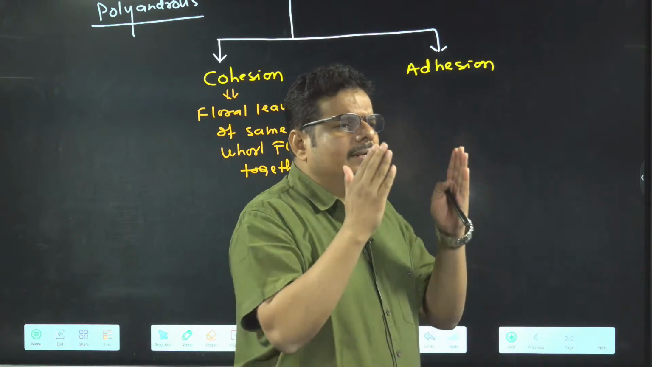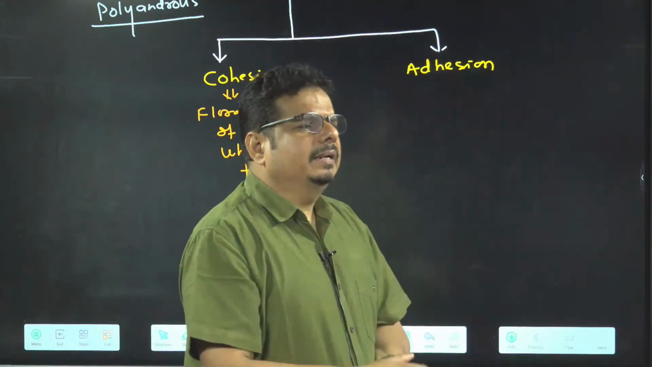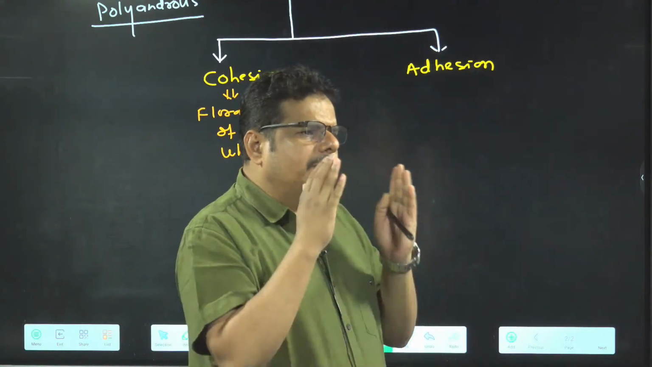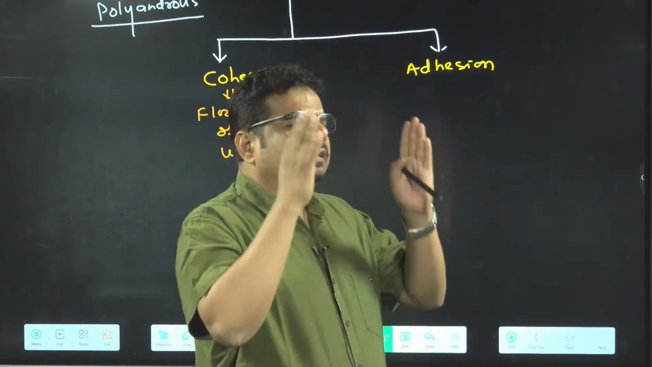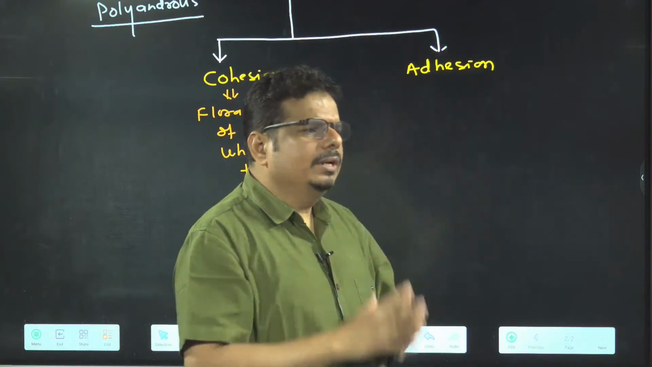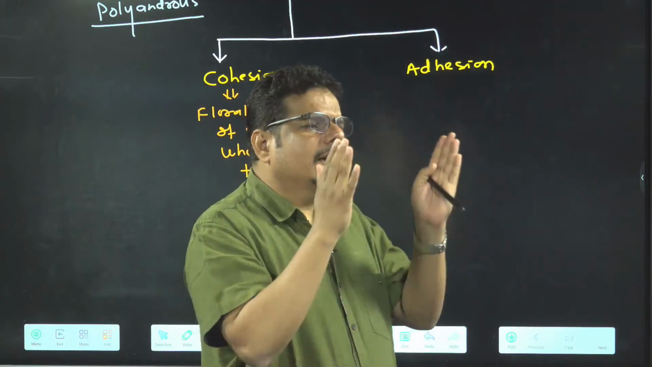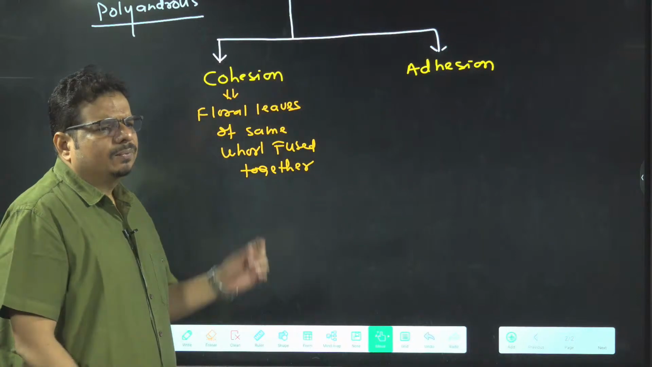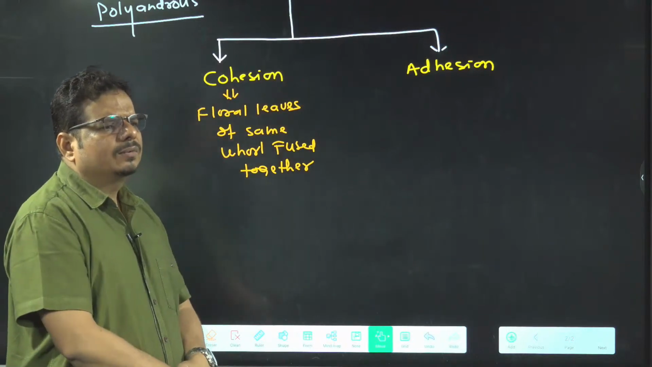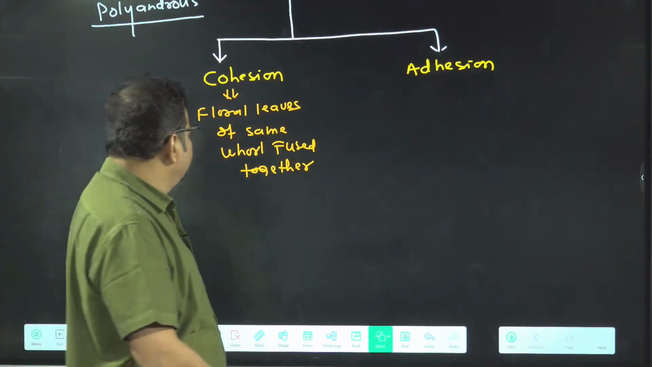Suppose that sepal fuses with sepal, it is called cohesion. Petal fuses with petal, sorry, cohesion. Stamen fuses with stamen, cohesion. Carpel fuses with carpel, cohesion. You got the idea? So what is cohesion? When floral leaves of the same whorl fuse together, it is called cohesion.